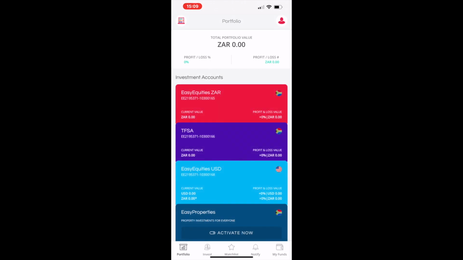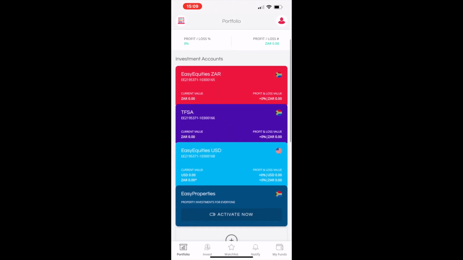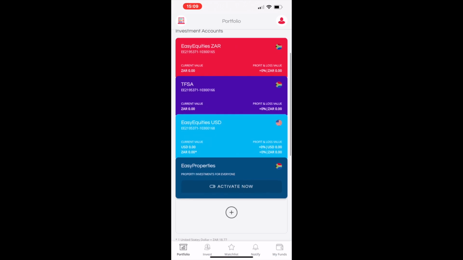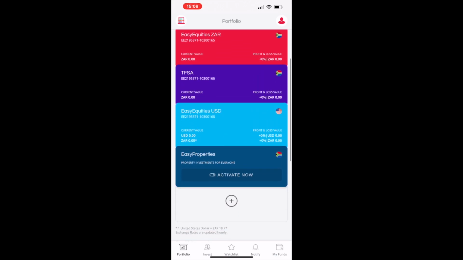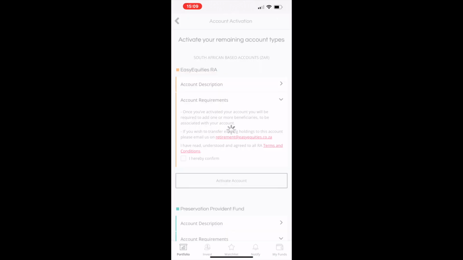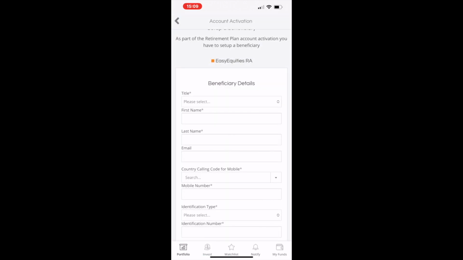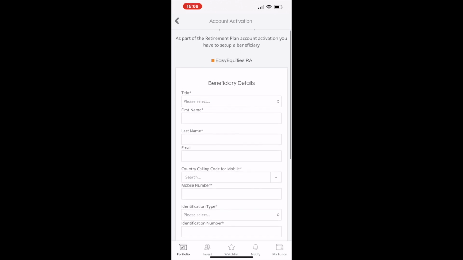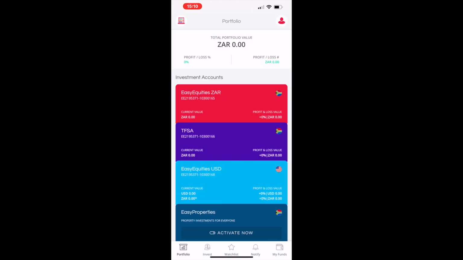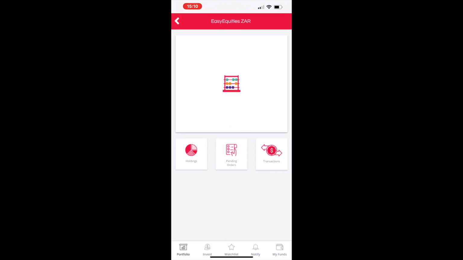After signing into your account, you would then come to the home page. So this is the home page. You'll see the different types of accounts available: the TFS, EasyEquity, USD, Easy Properties, and so forth. After that, on the plus sign, you can add new accounts, like the accounts from the US. Here we have the EasyEquity RA account. I'm not quite sure what that is, but you can add different accounts.